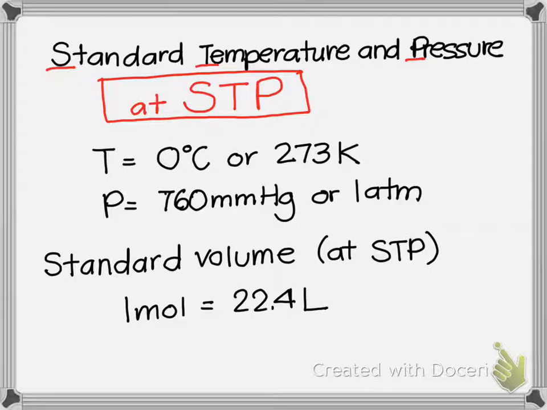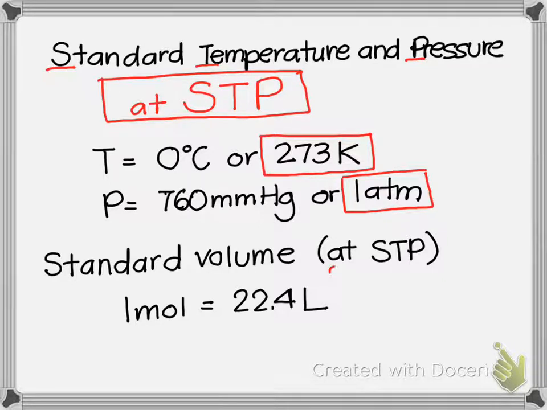So standard temperature would be 0 degrees Celsius, or I like to think of 273 Kelvin because I know I can't work in Celsius. And then the standard pressure is 760 millimeters of mercury, or I don't know why it's easier for me to remember, but 1 atmosphere. So when they're talking about standard temperature and pressure, it's telling you the temperature and pressure.